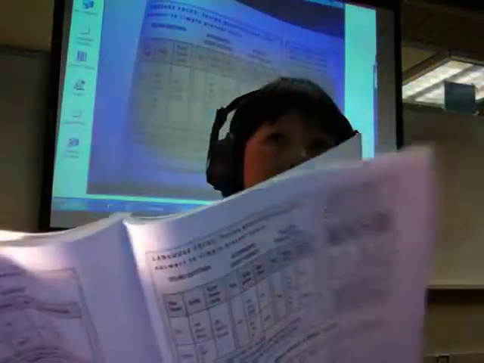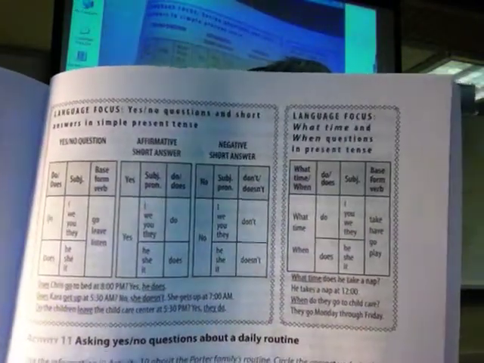Let's begin again with our language focus on yes, no questions and short answers in the simple present tense. Before, we talked about how to make statements, affirmative and negative statements. And now we're going to talk about how to make yes, no questions and short answers in simple present tense. To make the yes, no question, you have to start with do or does. Then the subject. Then the base form.